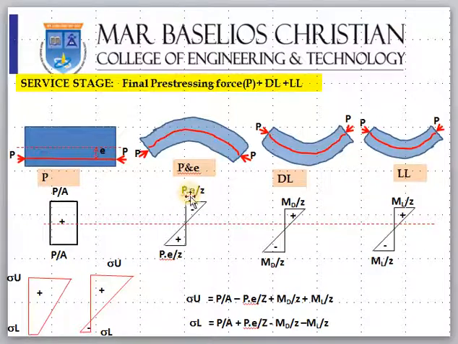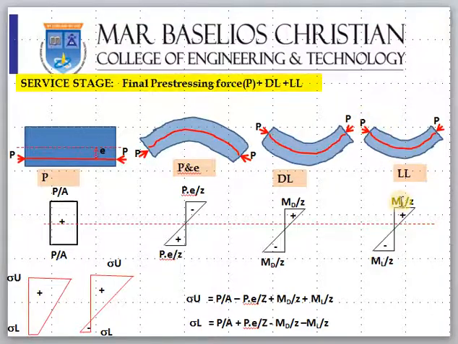So it will be P into E by Z, moment M by Z, stress is M by Z. So PE by Z and PE by Z. Top it is negative, bottom it is positive, or top tension, bottom compression. And next is dead load. So MD by Z and MD by Z, same as in the case before. Top it is compression, bottom is negative. So positive and negative.